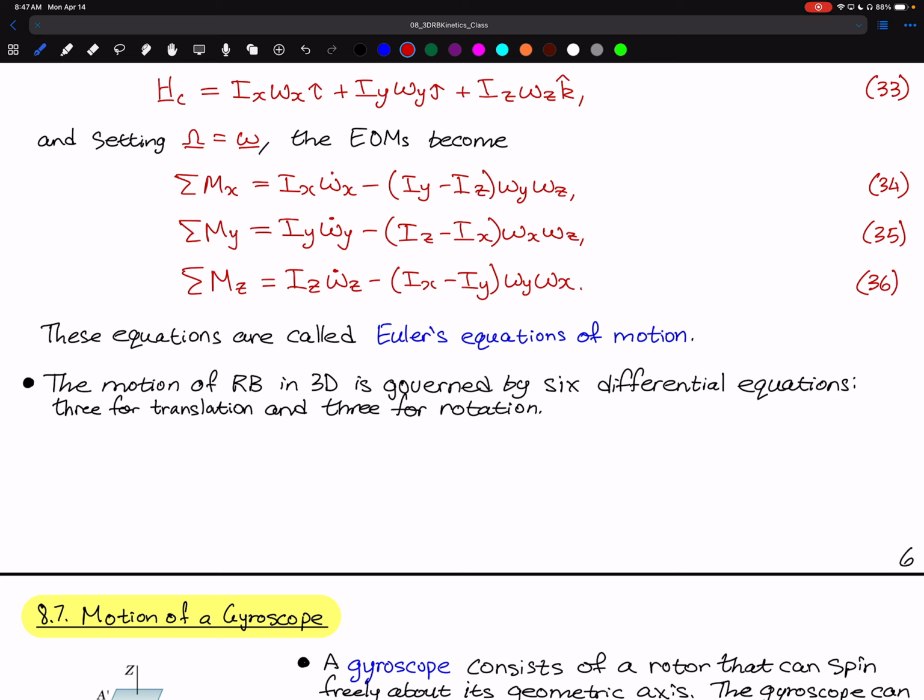In general, the motion of a rigid body in 3D is going to be governed by 6 differential equations, 3 for translation and 3 for rotation. Just so you're aware, when we dealt with plane motion, Euler's equations still held. These were always still true there. We ended up just using the z equation. The other 2 equations represent constraint forces that force the body to stay in planar motion. So there are some moments acting on the body that force it to move only in a plane.